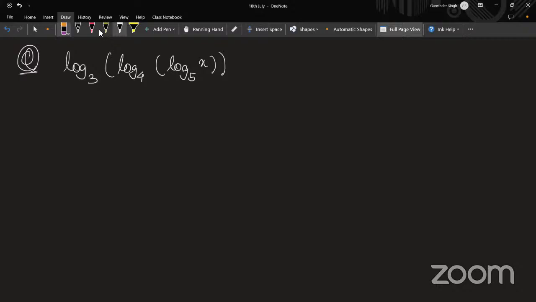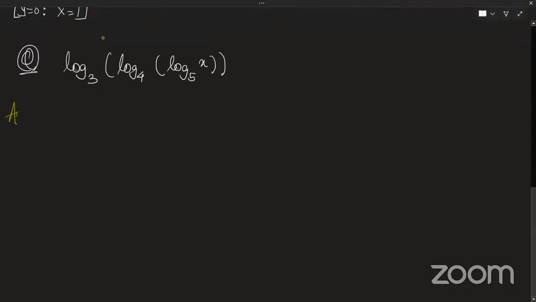Now there is a bit of nesting. Nesting means inside one function there is another function. But no need to worry for me. See, it is basically log 3 and there is something inside. So whatever is inside, I have to make it positive. I know that thing. So basically it's something like log base 4 log base 5x, right? Has to be greater than 0, right?